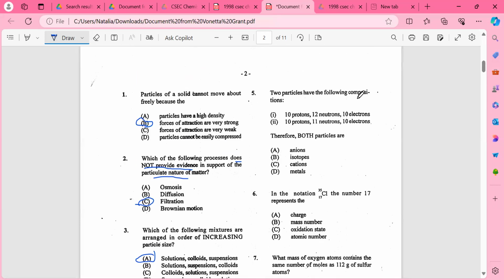Two particles have the following composition: protons the same, 10, electrons the same. So we know it's an atom because it has equal numbers of protons and electrons. Number of neutrons is 12 and the number of neutrons is 11. So they have the same number of protons but a different number of neutrons. So these are isotopes.